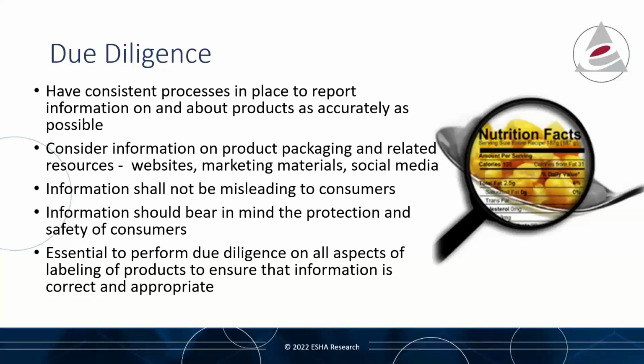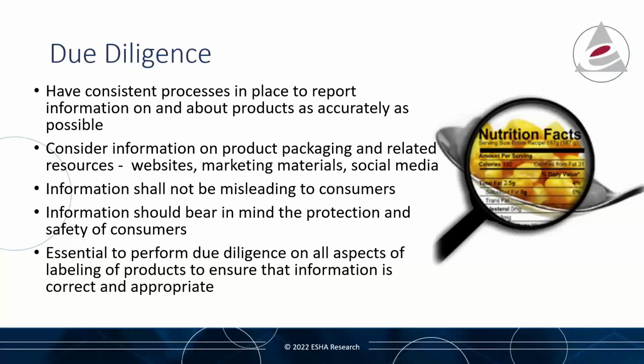So governing agencies like the FDA and the USDA require that food and supplement manufacturers have processes in place to report information on and about products as accurately as possible. These processes should have consistent and standardized steps. And information on product packaging and related resources like websites, your marketing materials, social media, and other outlets shall not be misleading to consumers. So responsibility lies in not only reporting required information, but in a way that can be clearly understood and that doesn't confuse consumers.